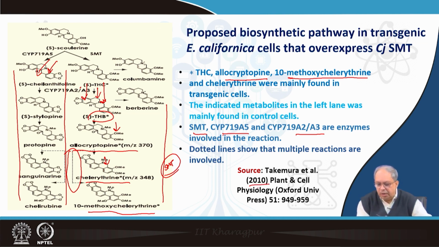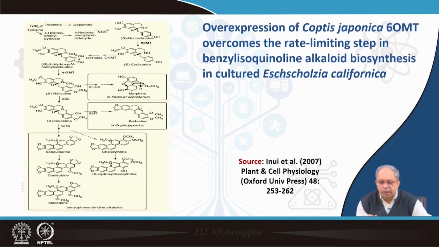So, this was published in Plant and Cell Physiology in 2010 by the same group, Sato's group, and the last case study which I will cover and end this class. This is about overexpression of Coptis 6-OMT. So, this is 6-OMT, and what happens, that when this is expressed in Eschscholzia californica cell cultures.